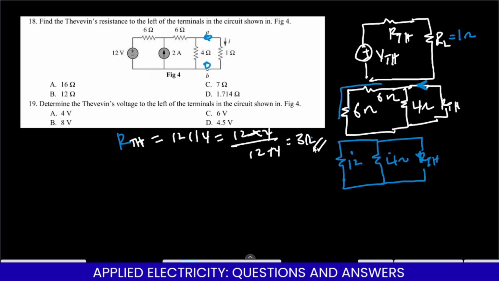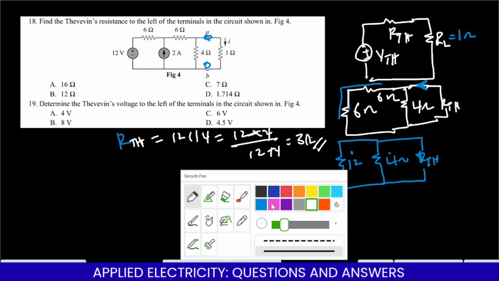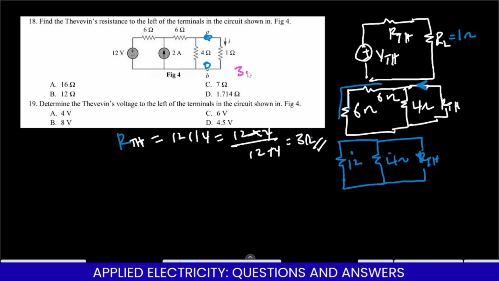3 ohms. So realize that in the question we don't have the answer in it. So if you are bold enough and you understand your analysis, you just write your 3 ohms in the question and you move. Let's move on to question number 90.